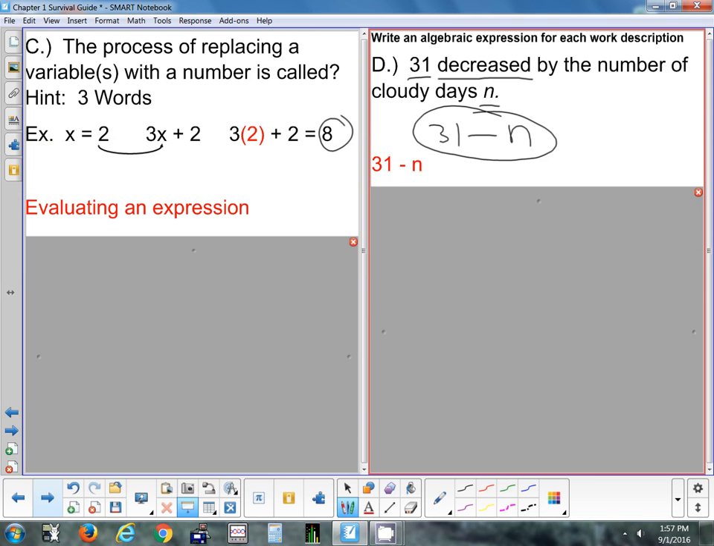Now, can I simplify that? 31 minus n? Is there anything I can do? If it was something like 10 minus 2, could I simplify that? Yeah, that I can simplify because it's a number and a number. Is this a number and a number? No, it's a number with a letter. You can't simplify that, so there's nothing we can do. That's the final answer. Any questions on that one? Did you have a question, Josh? No? All right.